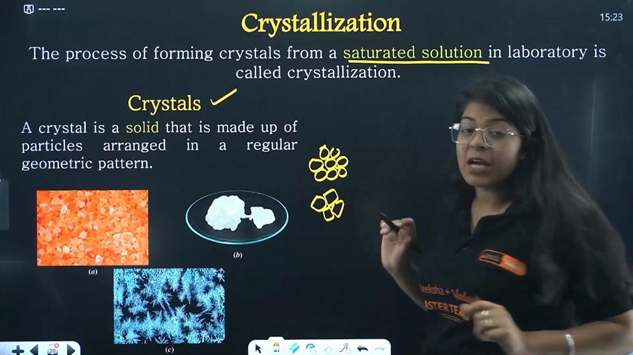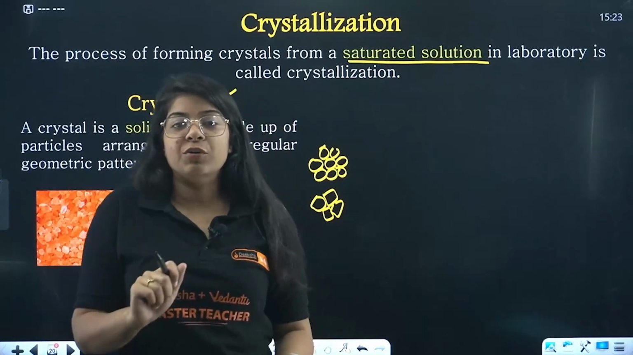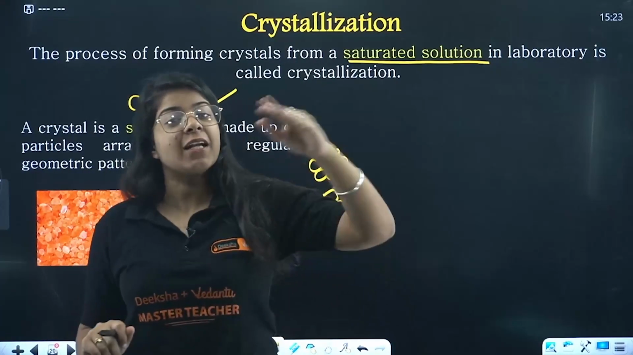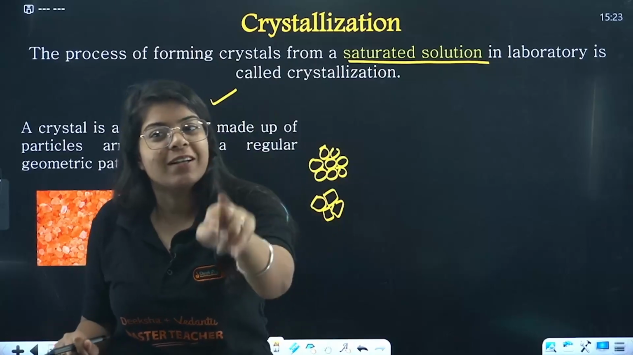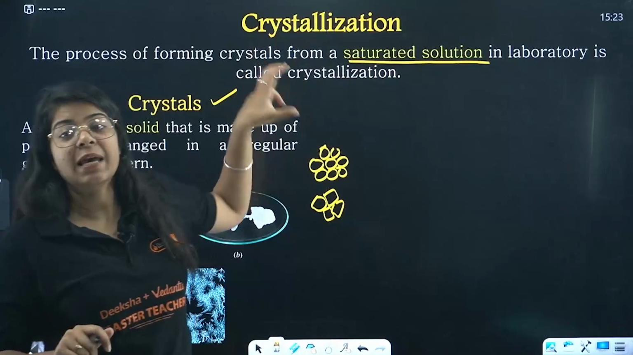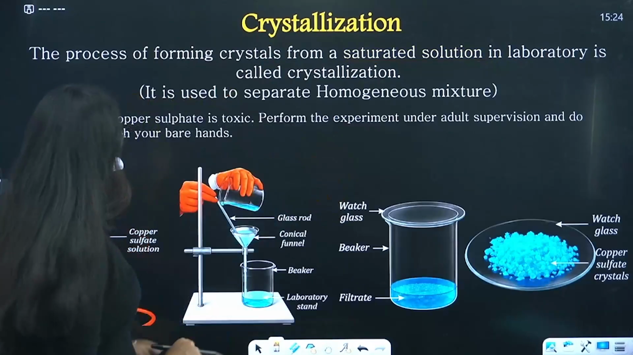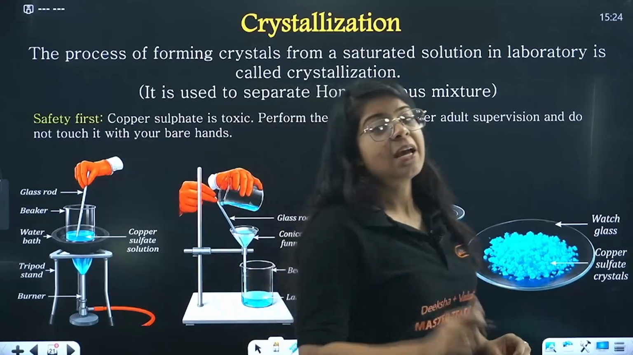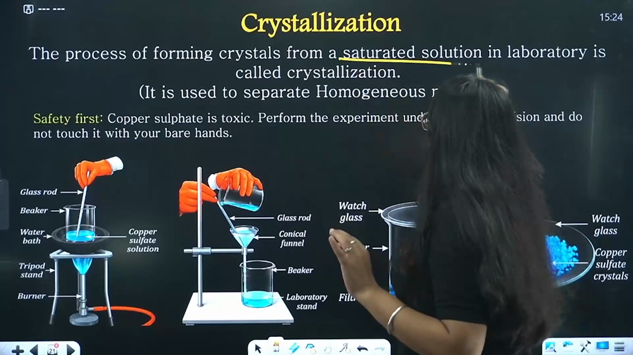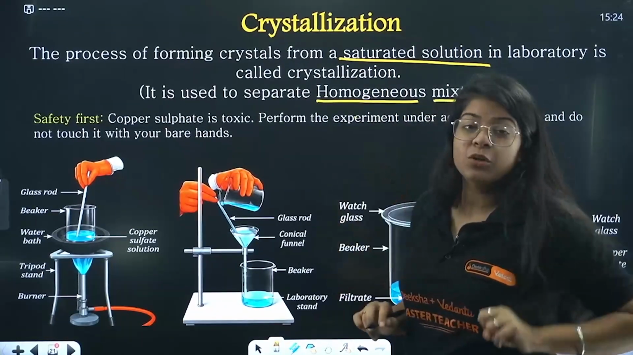Do you remember what a saturated solution is? A saturated solution is one in which we cannot add more solute. It has reached its saturation. We cannot add more solute in that amount of solvent at that particular temperature. Understood? Making crystals using a saturated solution in the laboratory is called crystallization. Two things you need to remember: first, it is done using a saturated solution, and second, it is used to separate a homogeneous mixture.